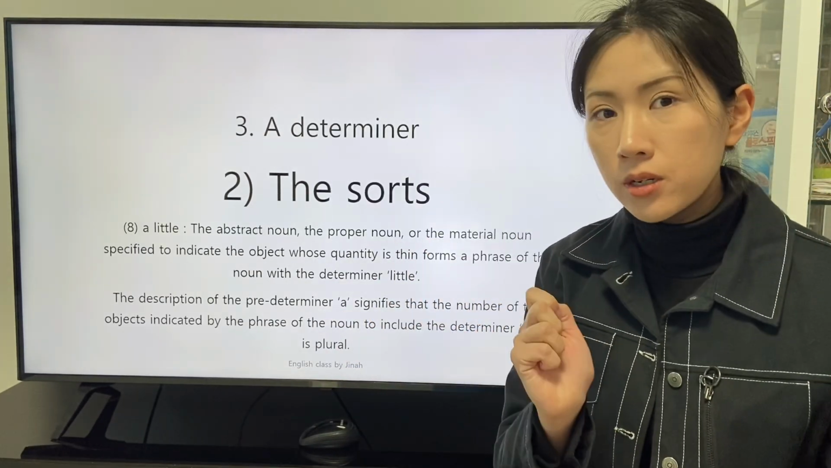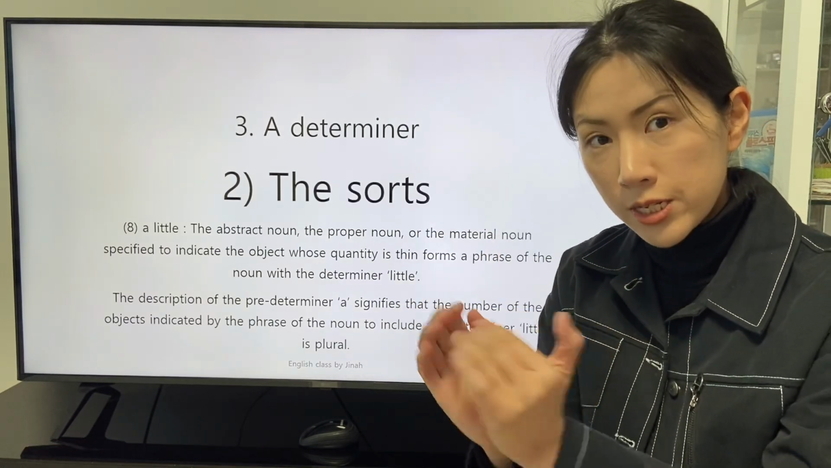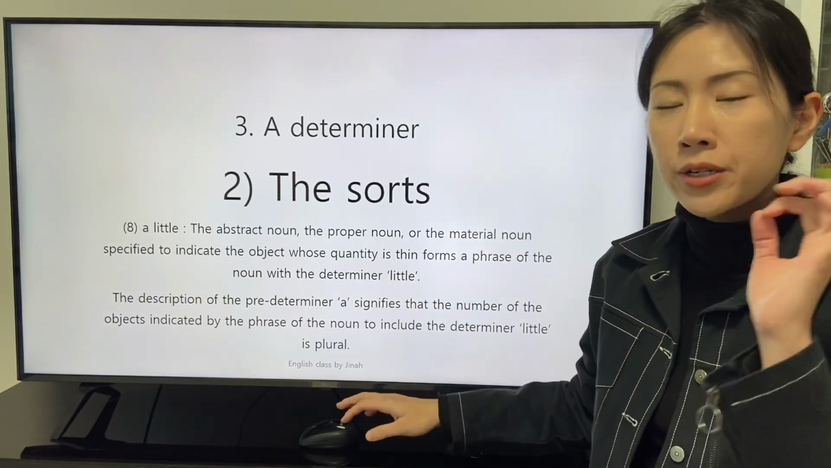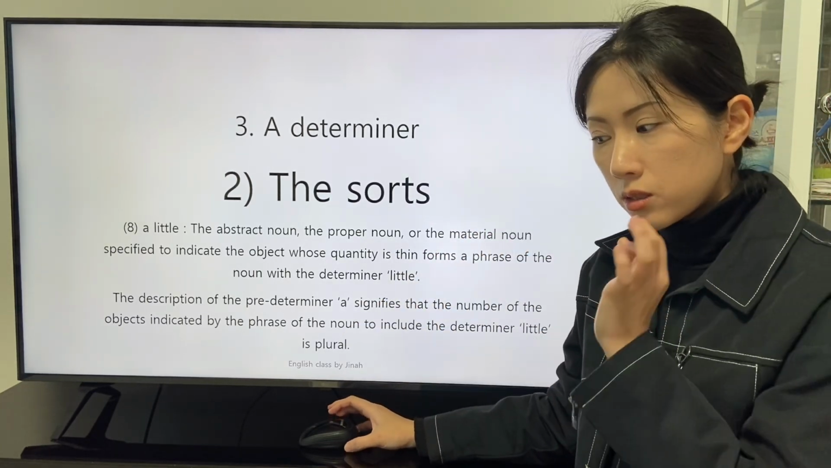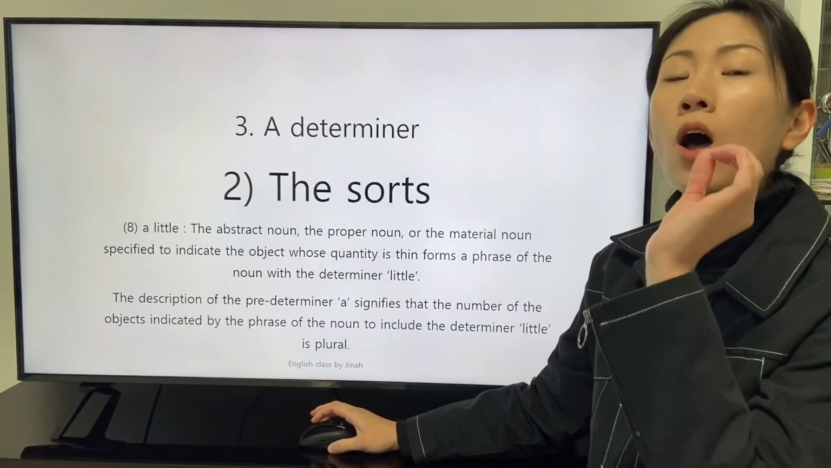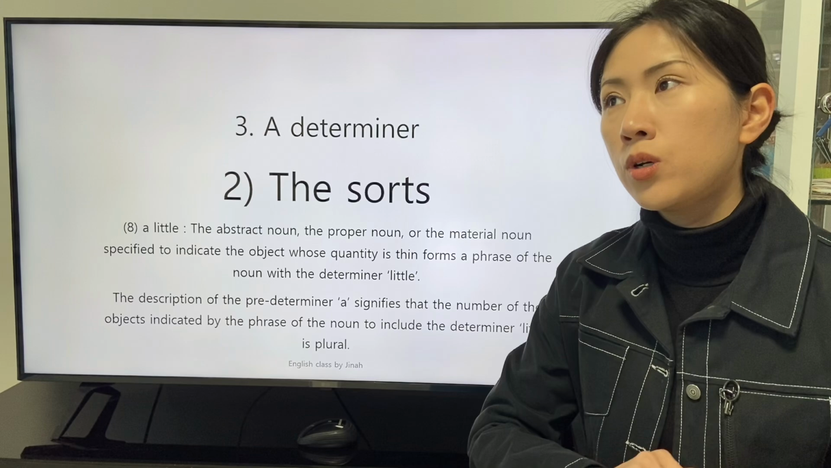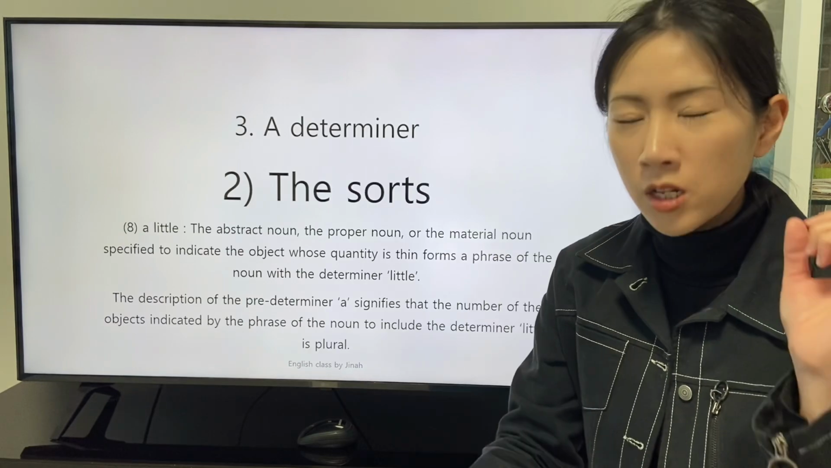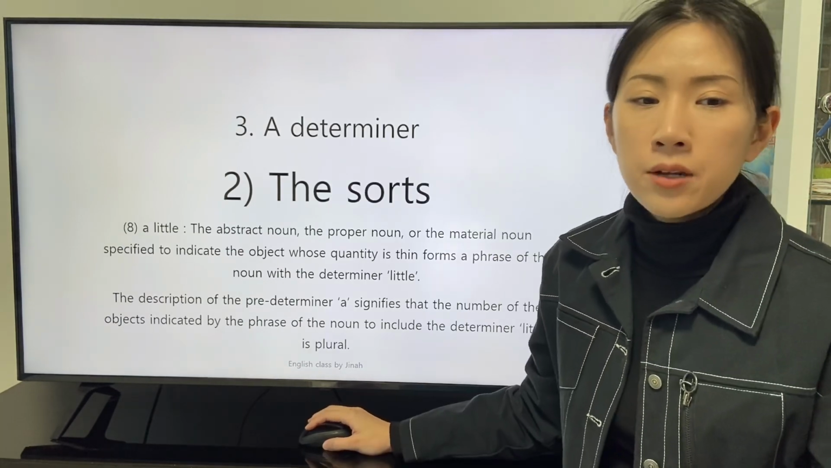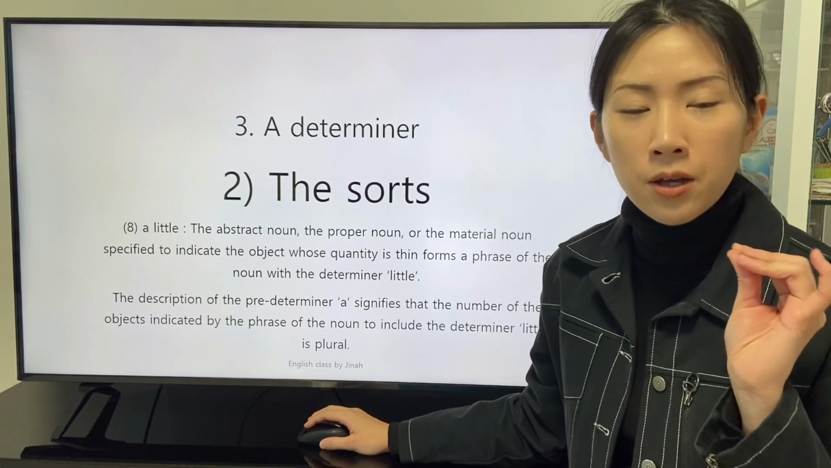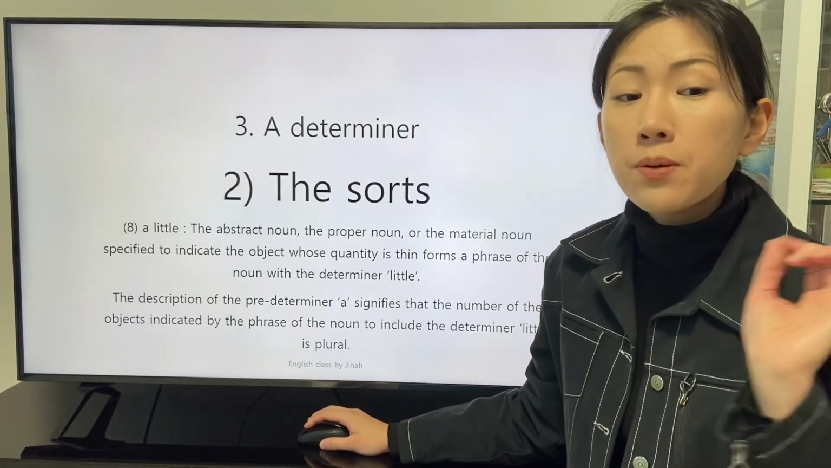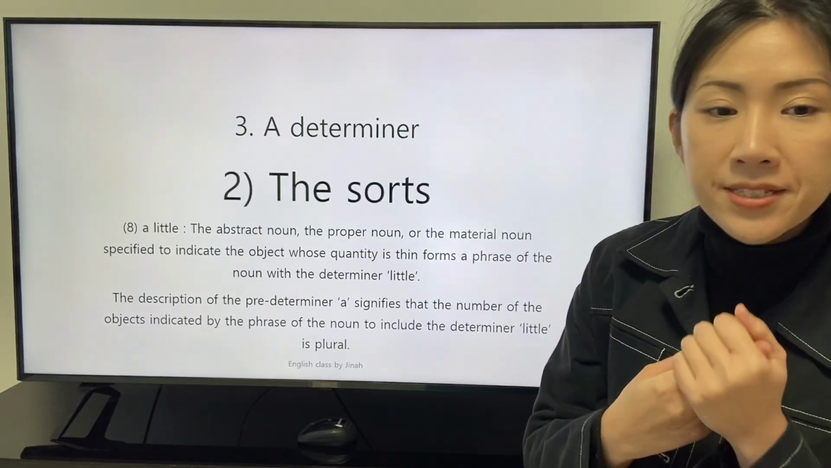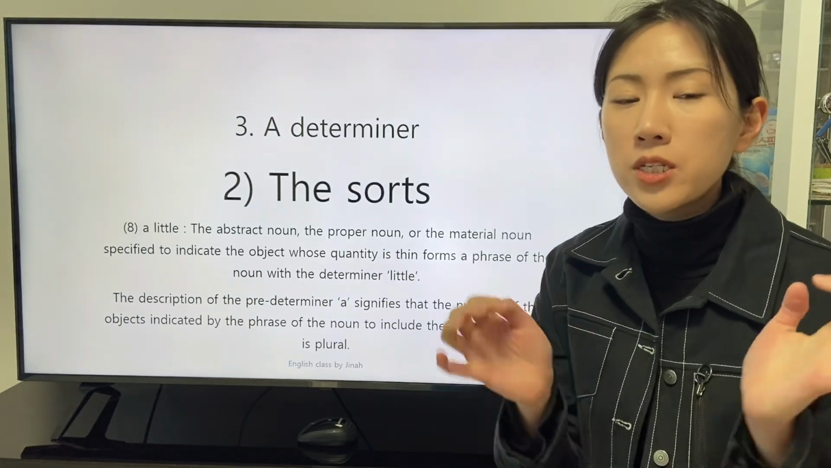As we compare the determiner few and the phrase of the determiners a few, we will compare the determiner little with the phrase of the determiners a little. We will start to study about the phrase of the determiners a little with the determiner little. The abstract noun, the proper noun, or the material noun specified to indicate the object whose quantity is thin forms the phrase of the noun with the determiner little.